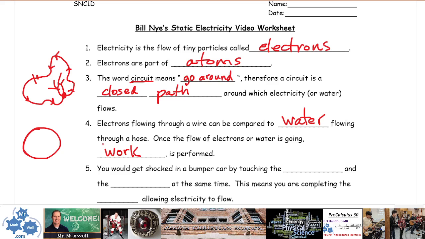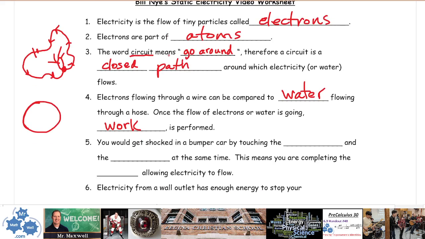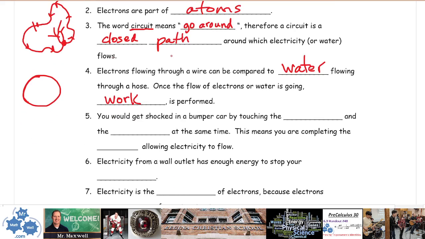Yeah, question? If you were to just put a battery and a light bulb on one end and connect them to a wire, and you didn't have a loop. All right, so you would get shocked in a bumper car.